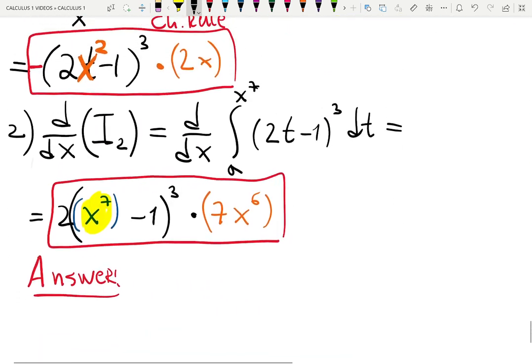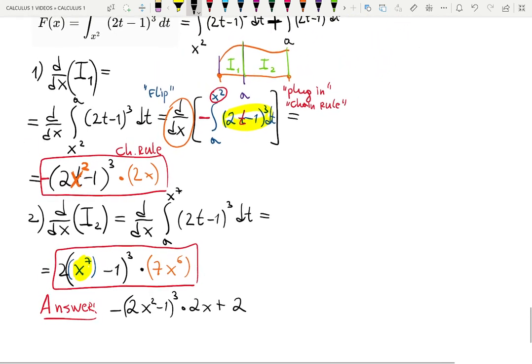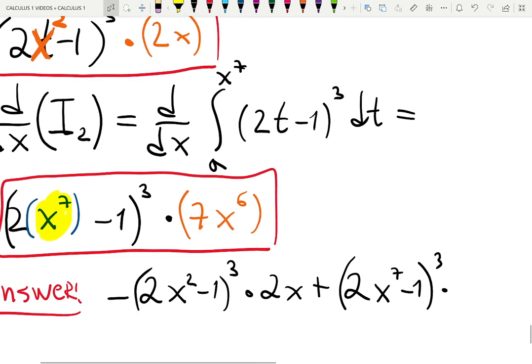Well, the answer is negative (2x squared minus 1) cubed times 2x plus 2. Oh, my parentheses are wrong over here. Yep. Did you catch this mistake? You see, I wanted to be faster than you and messed up. Parentheses should be outside. Parentheses are important. (2x^7 minus 1) cubed times 7x^6, where the last parts, 2x and 7x^6, were the corresponding derivatives of the functions x squared and x^7.